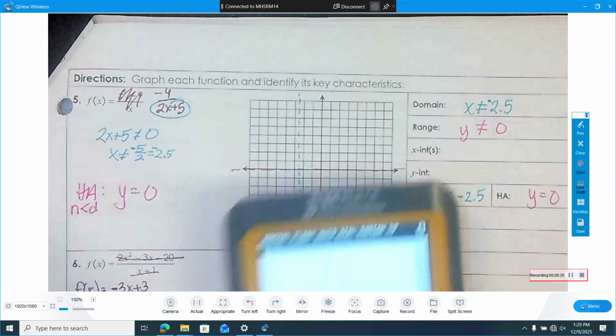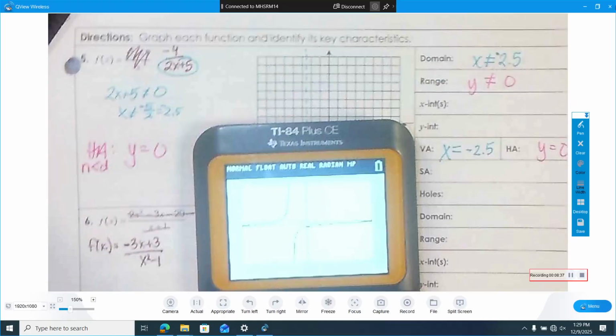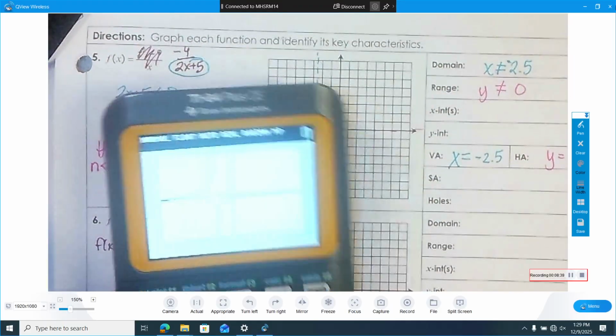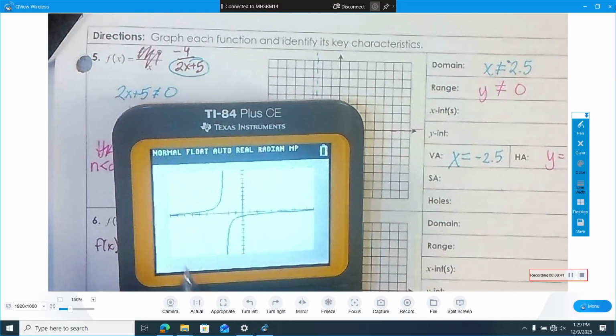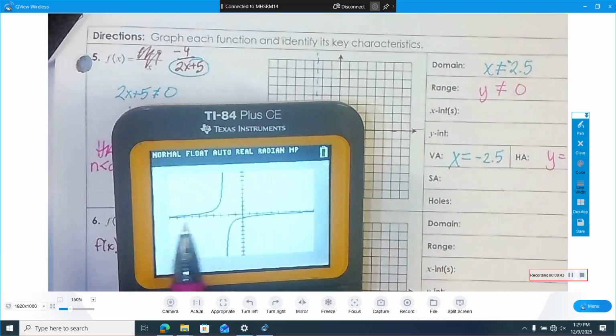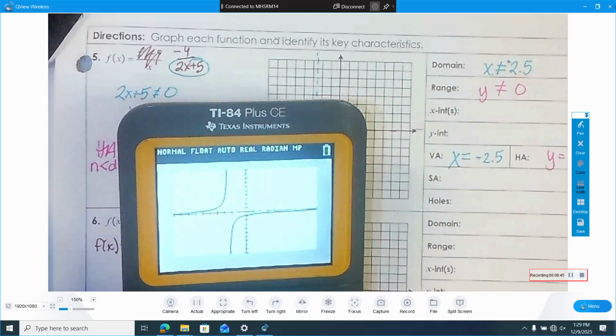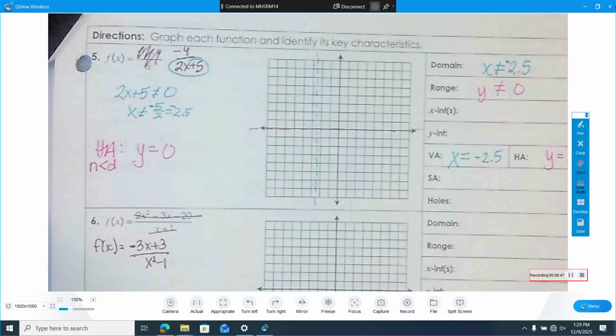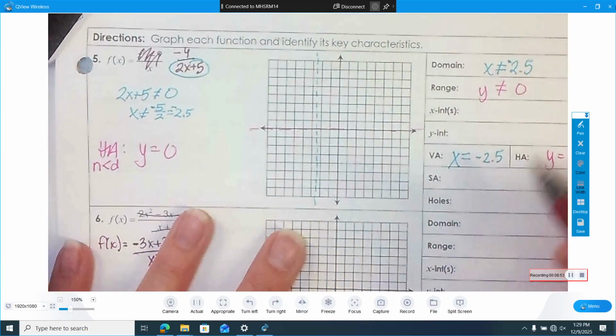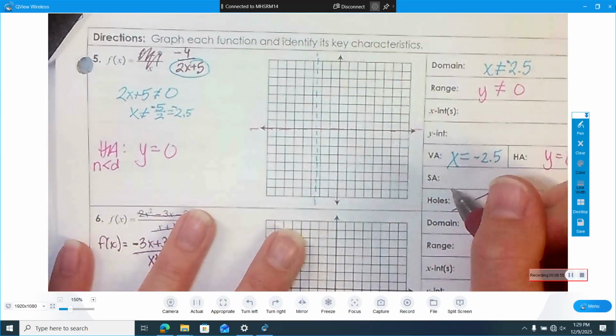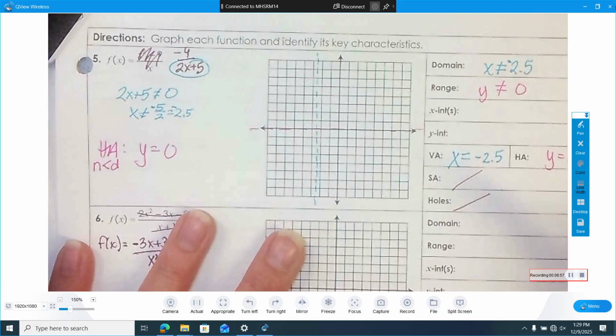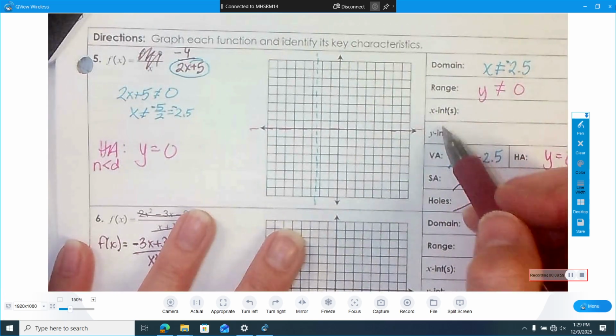And we can see that reflected here in our graph as well. There we go. So you can see we have this horizontal asymptote right there. We're going to get close to it, but not touch it exactly. Now, we have a couple of other things here. There are no holes in this. There's no slant asymptote. And I want to find the intercepts.